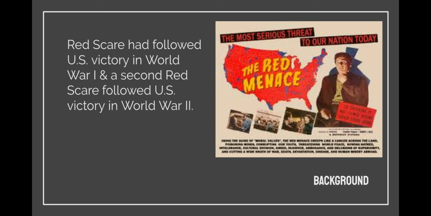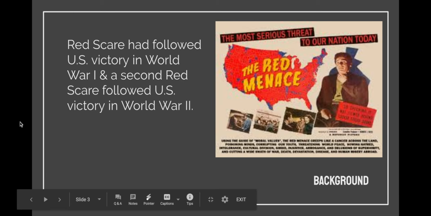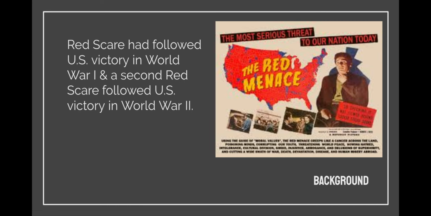So after the Second World War, you would see a sign like this. The most serious threat to our nation today is the Red Menace. It's the spread of communism. It's the spread of Soviet influence. And it's not only because we didn't want a civil war and communism, but because the Soviet Union was our rival and that they would be actively trying to take us down. Okay, so that's what Americans felt at the time.